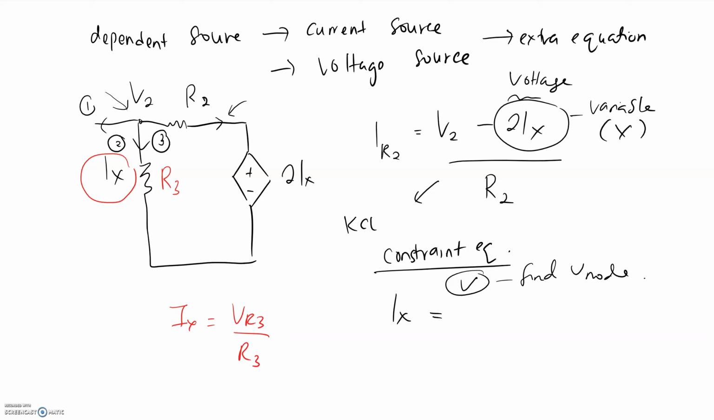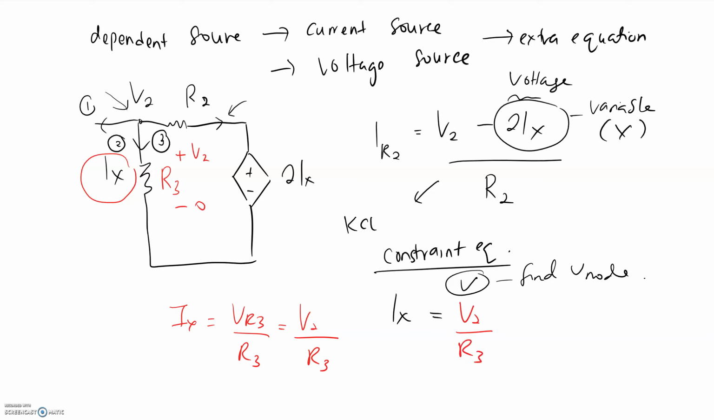Same thing that you have to do every time you want to find the currents: you must know the polarities of the resistor so that you can use Ohm's law. The polarity at the positive side is V2, at the negative side is 0. So VR3 is V2 minus 0 over R3. For me, I will not write the 0. So I just choose V2 over R3. So Ix is V2 over R3.